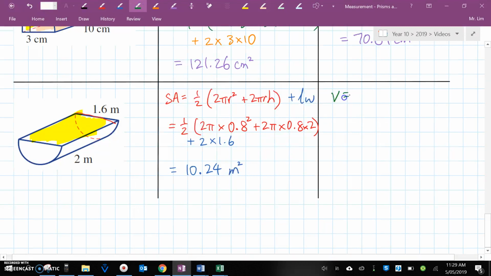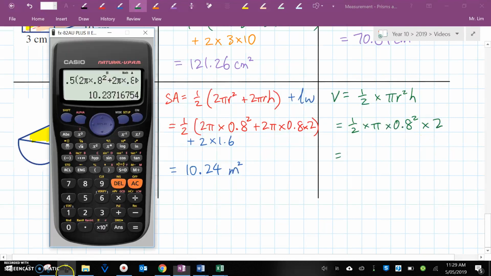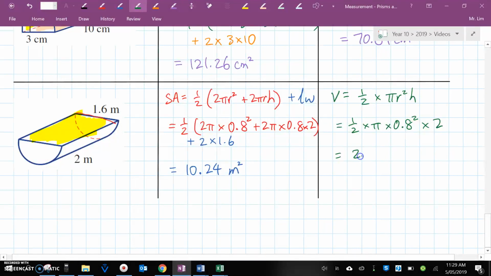The volume is easy. It's just half of pi r squared h. Half times pi times the radius, which is 0.8 squared, times the height of 2. Half times pi times 0.8 squared times 2 is 2.01 meters cubed. And that's it for this video.